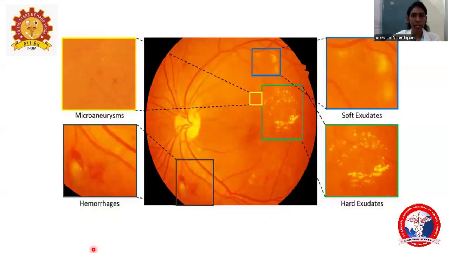As I told, the findings in the retina include microaneurysms. We can see here dot-like structures. These are saccular outpouchings from the capillaries because of loss of pericytes. It can lead to dot and blot hemorrhages or flame-shaped hemorrhages. Soft exudates are these cotton-like white structures in the retina, present in the nerve fiber layer, whereas hard exudates are more crisp, yellowish, waxy lesions, present in the inner plexiform or outer nuclear layer.